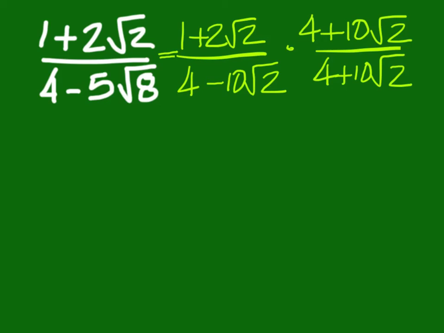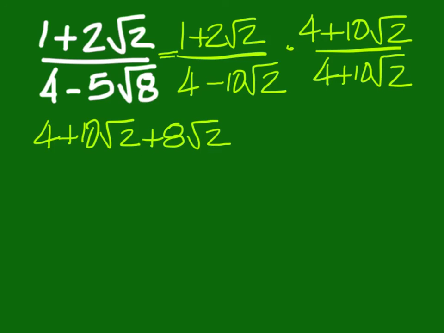On the top, when you multiply, you will get 4 plus 10 square root of 2 plus 8 square root of 2, and then plus, you're multiplying 2 square root of 2's together, and that will give you 2. You'll have 2 times 10, which is 20. So times another 2 is 40.